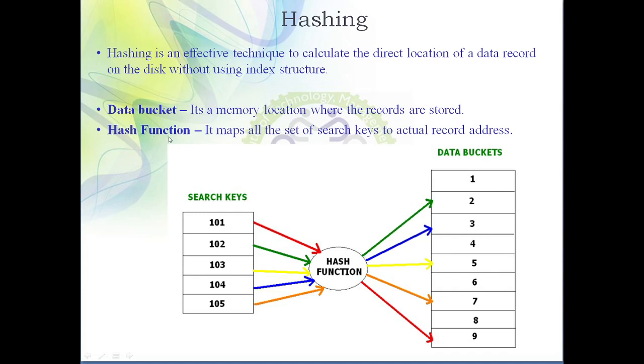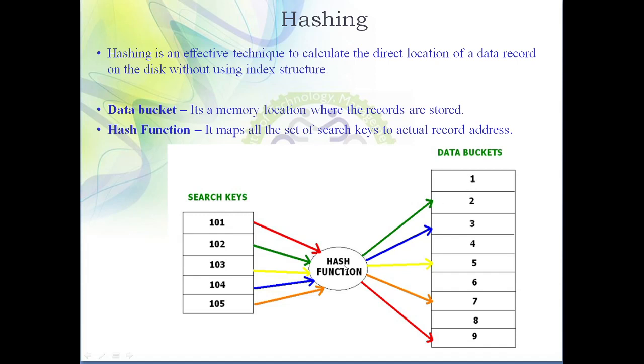And second thing is hash function. So what is a hash function? What is the use of hash function? It helps to map a search key to the actual address where your data is present. For example, these are my search keys: 101, 102, 3, 4, 5. In this case my hash function is mod 10. That means 101 divided by 10, what is the remainder? 1. So I can say that search key 101 is mapped to bucket 1, where this record is being stored. So this is what a hash function.